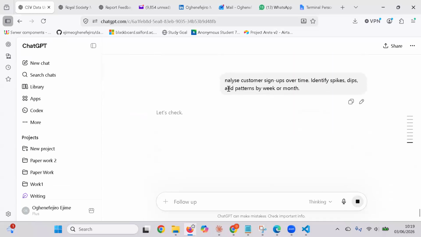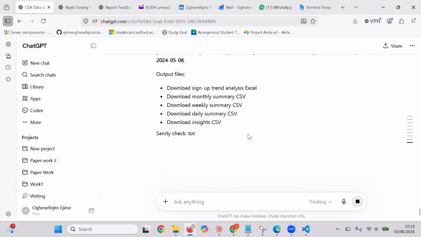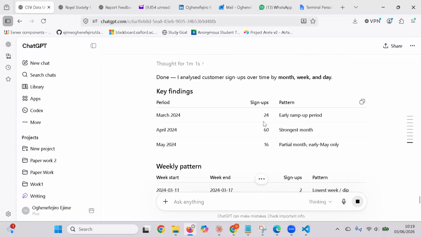We want to know, oh, we removed something, I didn't copy this completely. Okay. It's telling us that in the month of March, we have 24 people that signed up. That's the early ramp up period. Then in April, which is the strongest, we have 60 people sign up. While in May, we have a partial month, which is leading to early May only.